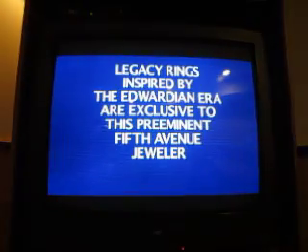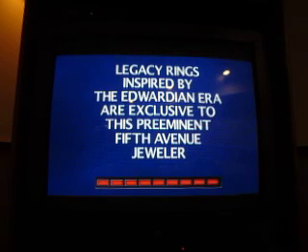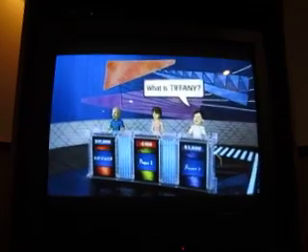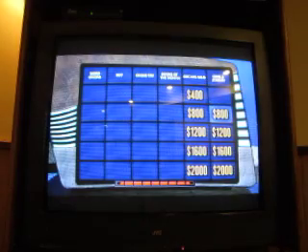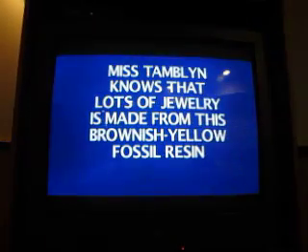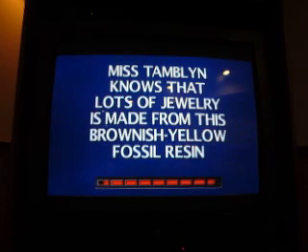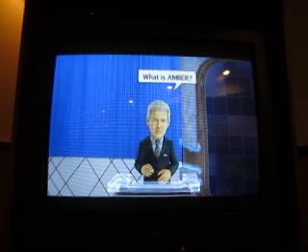Legacy rings inspired by the Edwardian era are exclusive to this preeminent Fifth Avenue jeweler. Okay, player three. Tiffany. Good. Player three, you're in command of the board as we continue. Miss Tamblyn knows that lots of jewelry is made from this brownish-yellow fossil resin. The correct response is amber.